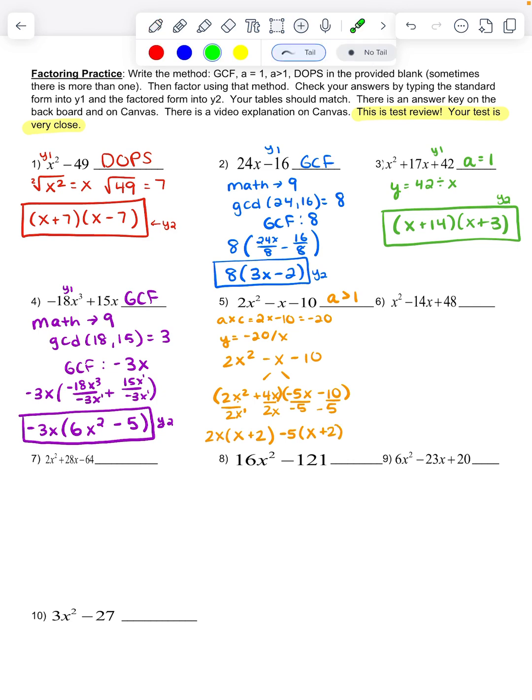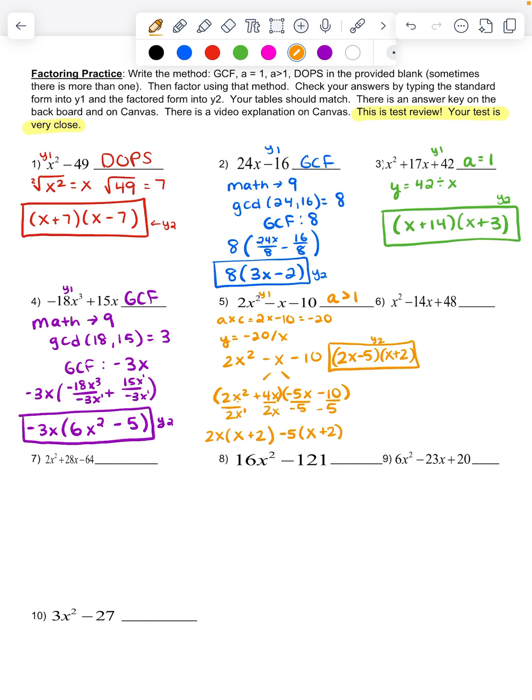So my final step would be to take my GCFs and write them as one factor, and then my x plus 2 and write that as my other factor. So my final answer is 2x minus 5 times x plus 2. And I could check that in y1 and y2 if I wanted to.